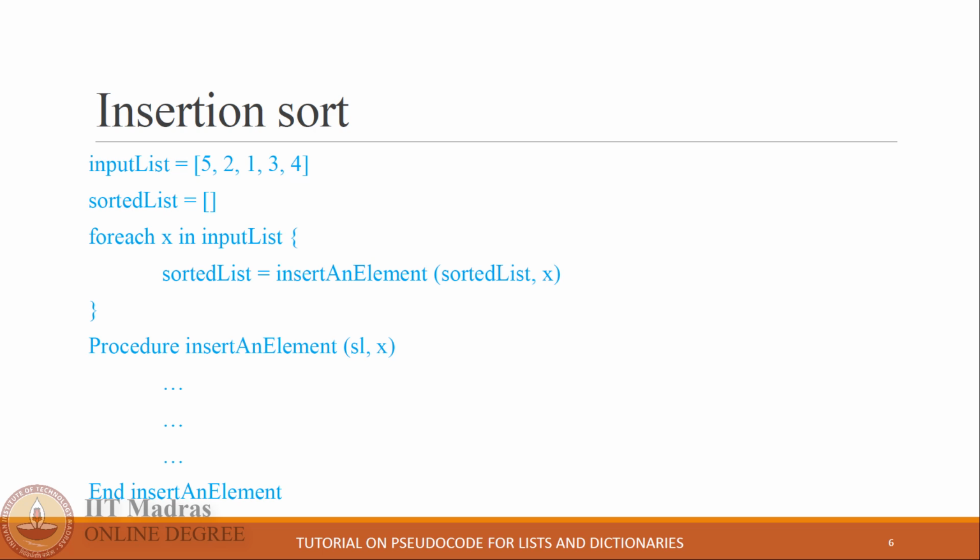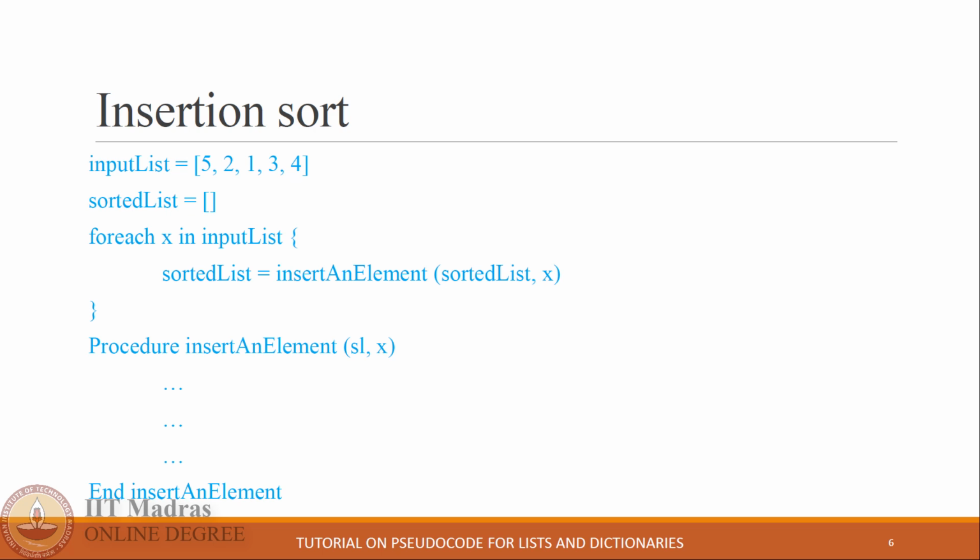Now let's see how insertion sort works. Let's consider the given input list with these 5 elements: 5, 2, 1, 3 and 4. Then we will declare one empty list named sorted list. Over here we will try to insert one element at a time from the input list to the sorted list using the for each block over here.